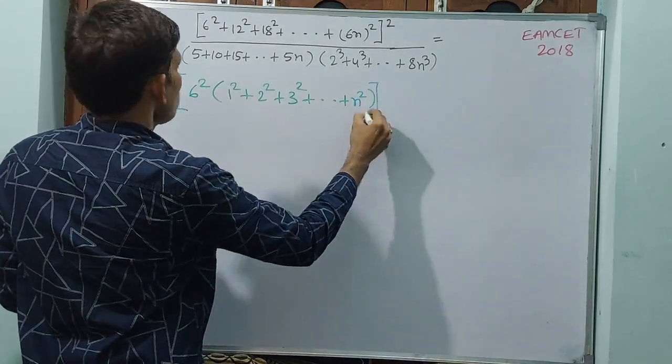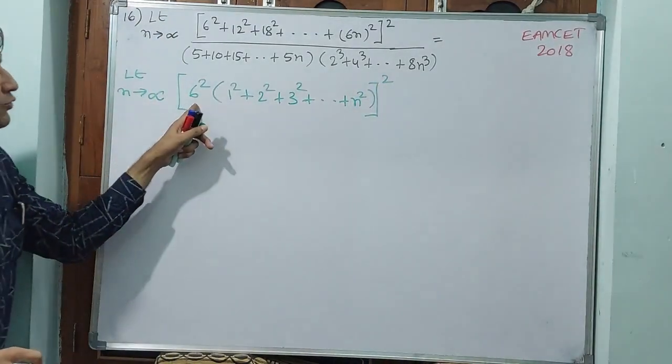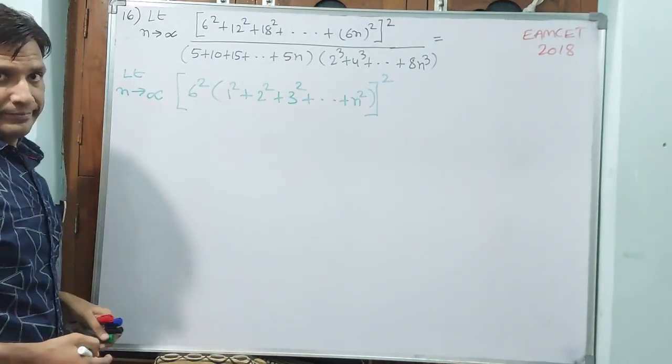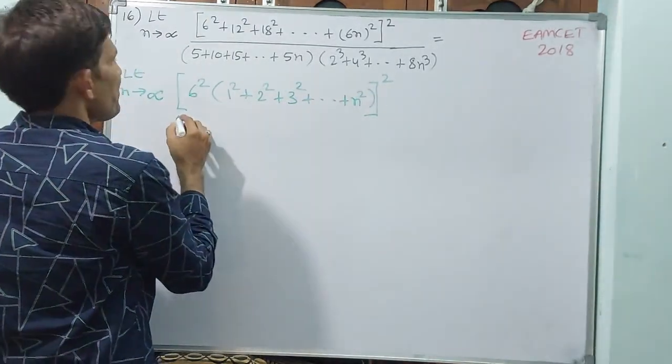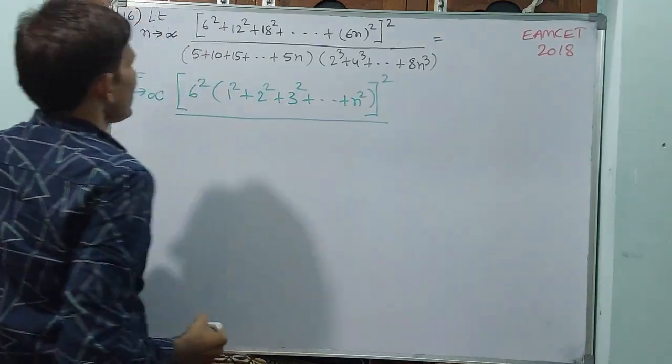Okay, but the whole thing to the power of square again. That means 6 to the power of 4 will come. Okay, that we keep in our mind. Here also, how are we going to tackle this?